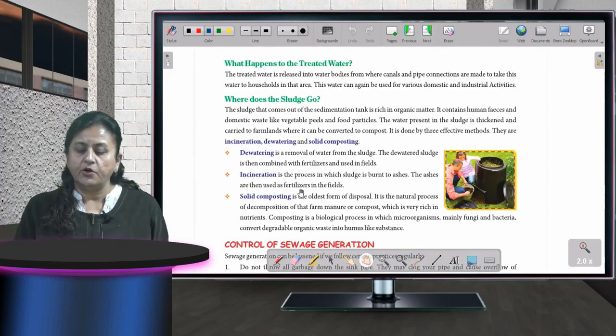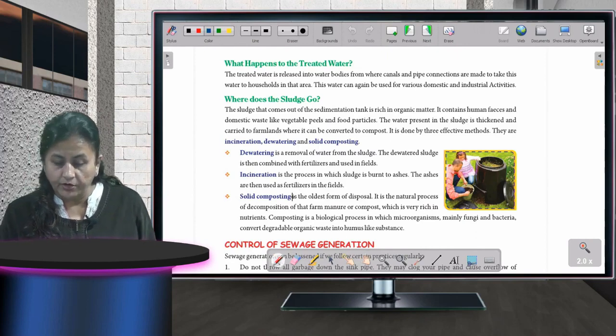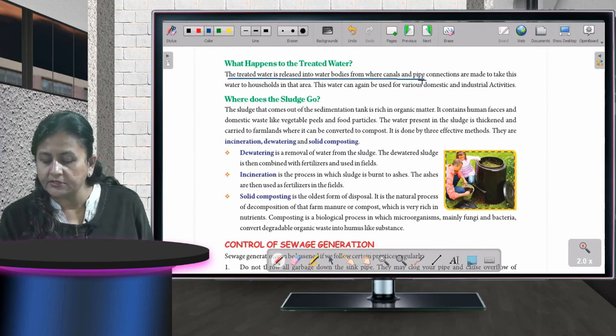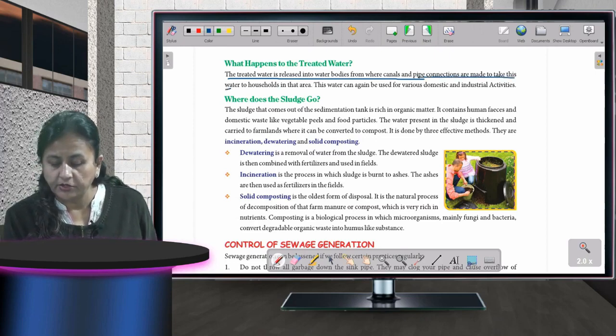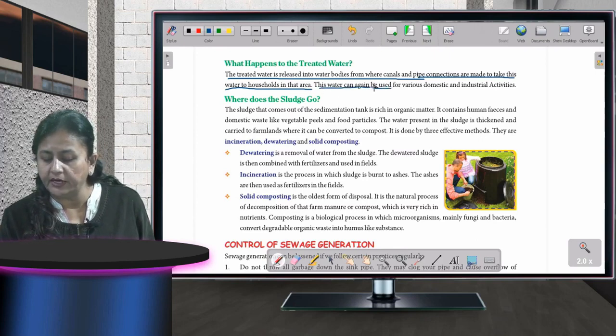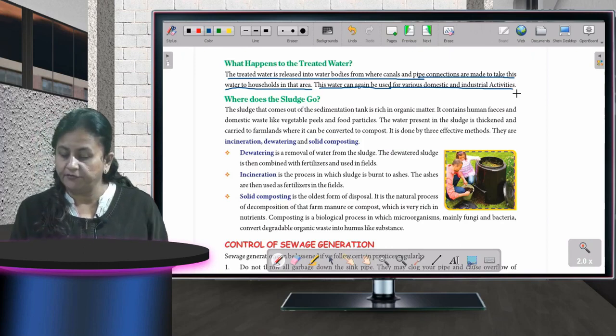Now, coming to next, what happens to the treated water? The treated water is released into water bodies from where canals and pipe connections are made to take this water to households in that area. This water can be again used for various domestic and industrial activities. Fine, children?